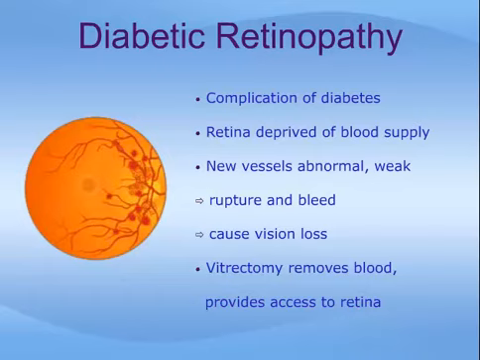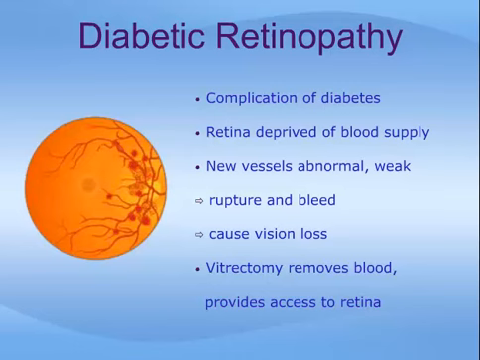Diabetic retinopathy is a complication of diabetes that damages the tiny blood vessels in the retina, depriving it of blood supply and proper nourishment. The new blood vessels that grow in response are abnormal and weak and cause severe vision loss when they rupture and bleed. A vitrectomy will remove any blood that has seeped into the vitreous and will also provide access to the retina for repair.